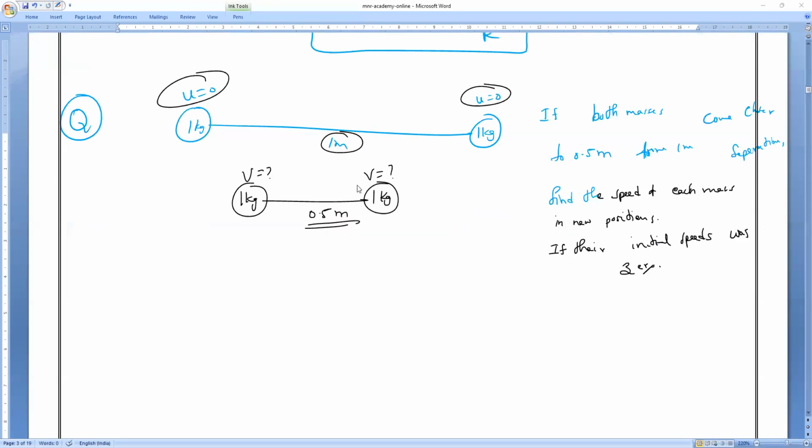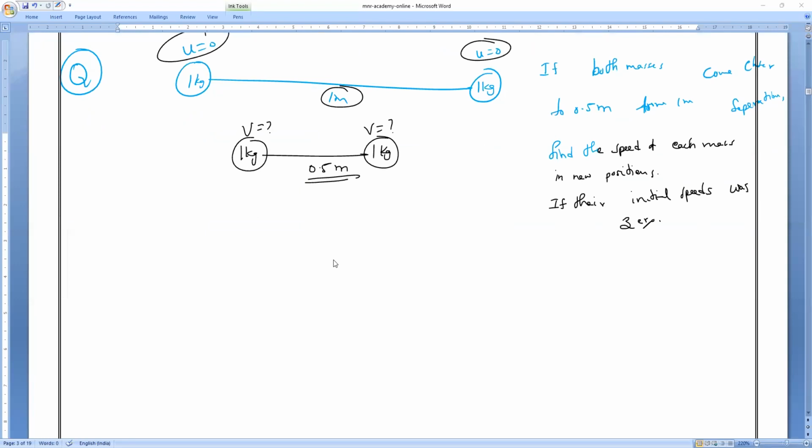They're asking what the speed is once the distance becomes 0.5. What velocity are they asking for? And they mention in the question the initial speed. What is the initial speed, everyone? 0. Am I right or wrong? Everyone, please respond.